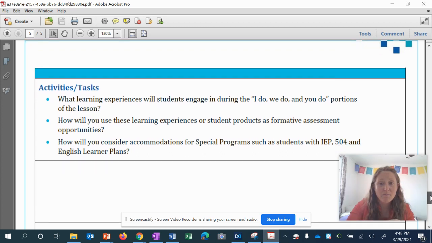Okay. And then any student with an IEP or a 504, I definitely meet those needs for the plan. Any English learners, before this lesson, we've already introduced vocabulary and talked about these new words, so they have some familiarity with the vocabulary.